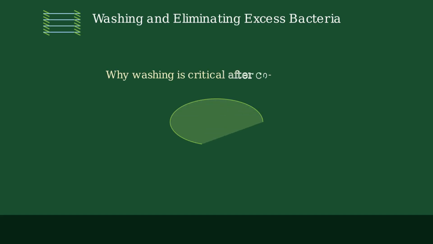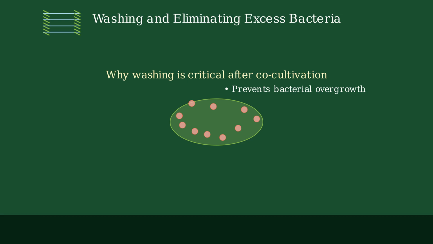After co-cultivation of plant tissue with Agrobacterium, washing is a critical step. Excess bacteria must be removed to prevent overgrowth that could damage or kill the plant tissue. Proper washing protects the explant's viability while ensuring that transformation has had sufficient time to occur.